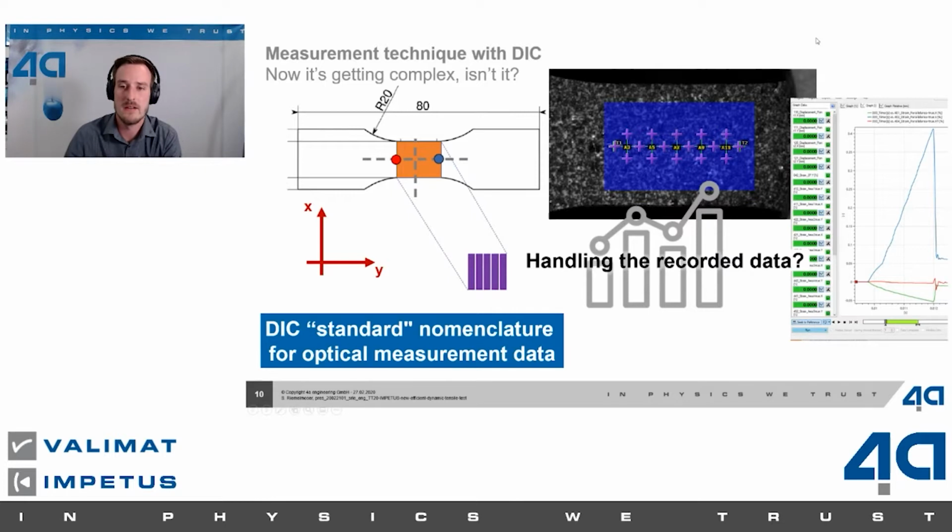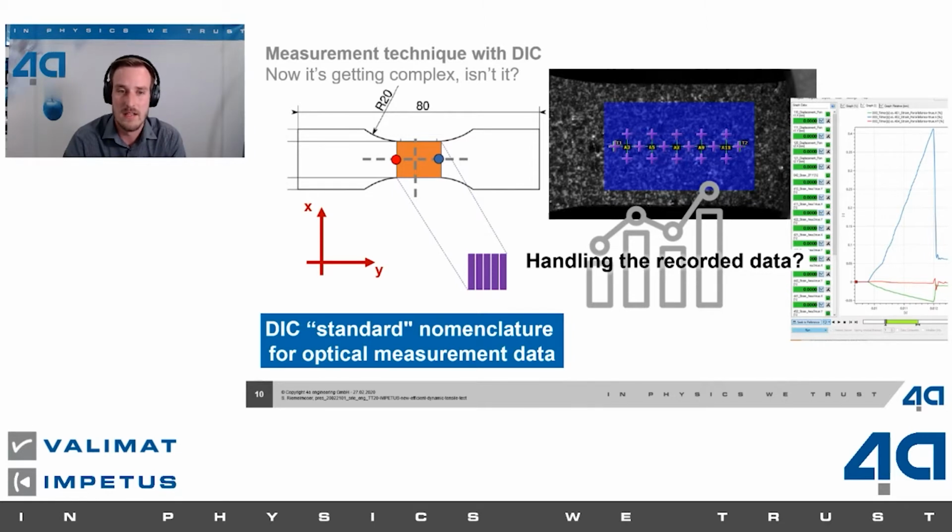That means that we have defined some measurement points in the software Mercury. Here you can see some crosses, some sections where we measure the local strain, and each section has a predefined name with an ID, which we can handle in VALIMAT.